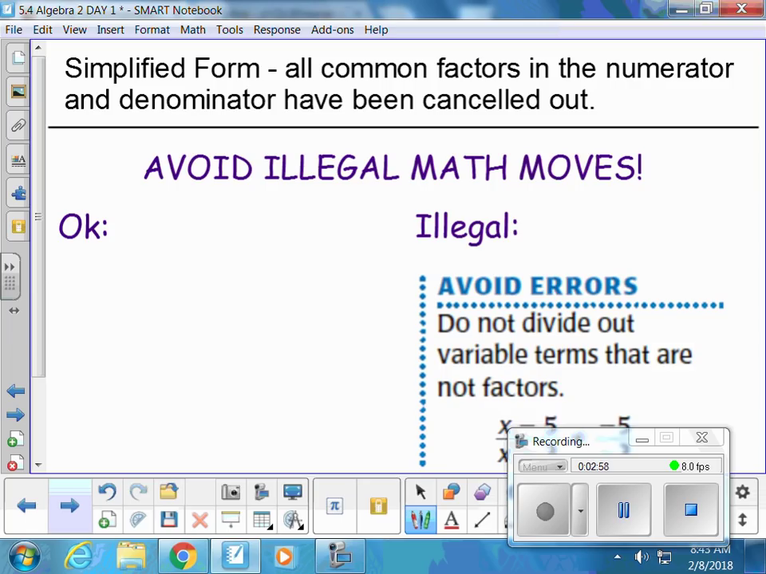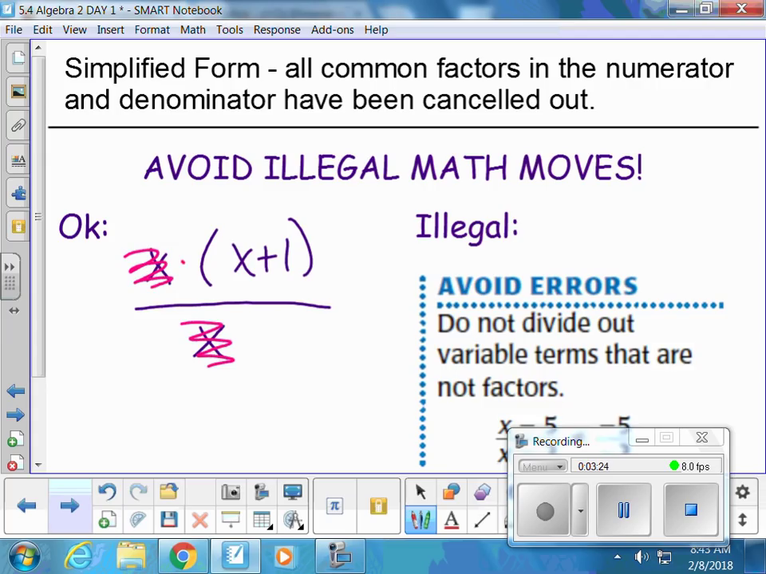Now, the hardest thing when you're simplifying down fractions is just to avoid illegal math moves. So I'll give you an example of something that's okay and then something that's not okay. Let's say that you've done some factoring and your numerator looks like this: x times x plus 1 over x. Something that is okay is just slashing out this x since it appears on the top and the bottom. We have a product on the top, we have a single term on the bottom, we're allowed to cancel it out and have the answer of x plus 1.